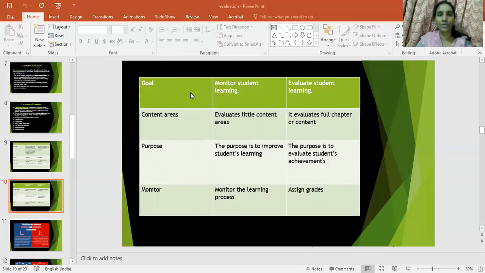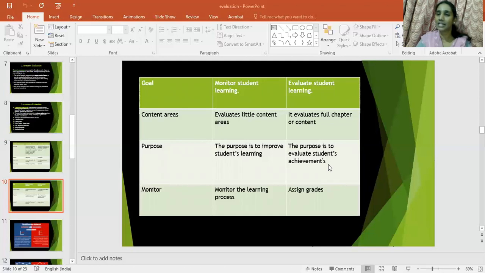Purpose, I have already told. Goal: monitor the students, same here. The purpose is to improve the students' learning. The main purpose of our teaching is to improve the students' learning. And the main purpose of summative evaluation is to evaluate students' achievement.